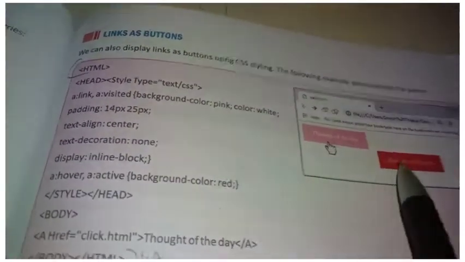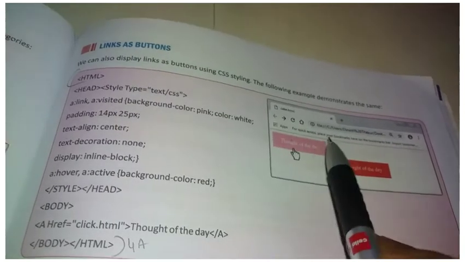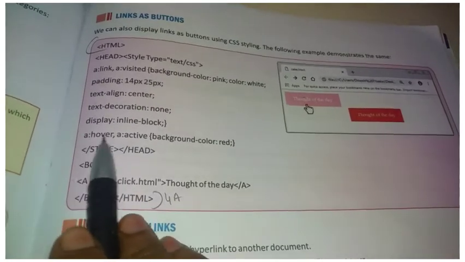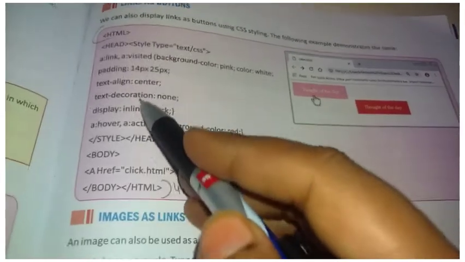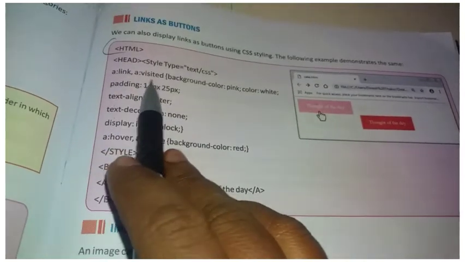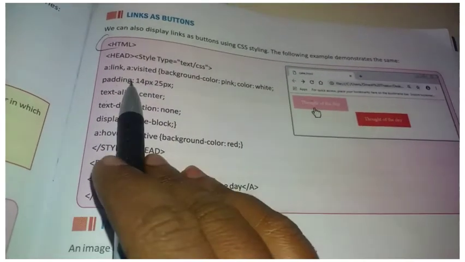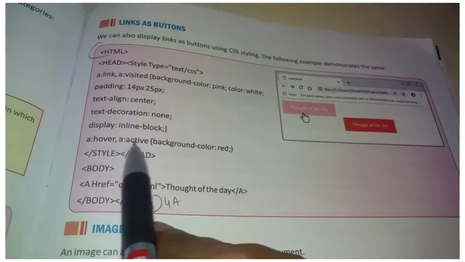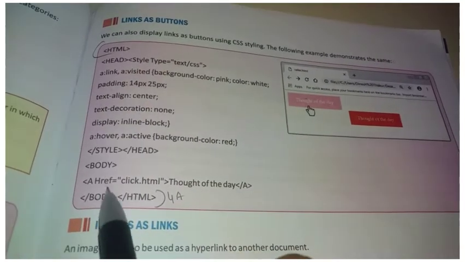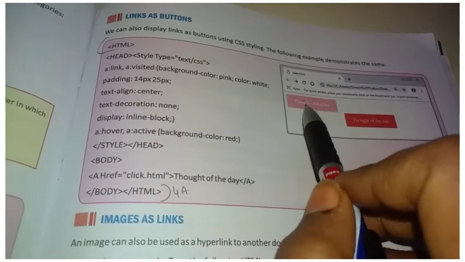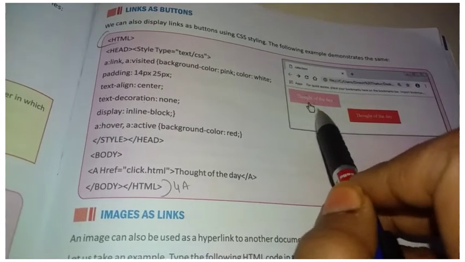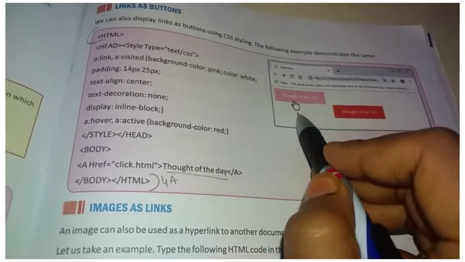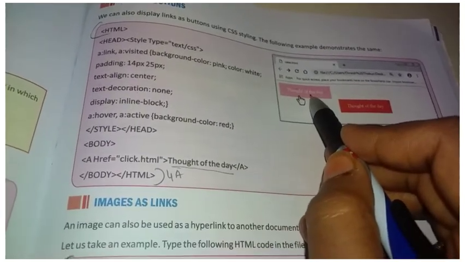If you want to create this button as a link, how can you create it? By using this hover option. In the hover, active. This you all know, children? A link, a visited, background color pink and all, cell padding, text align, text decoration, and a hover active. Close style, close head, open body. In this one you have to place a href click.html. So this thought of the day option which we see here, if we press this one, this will act as a link.